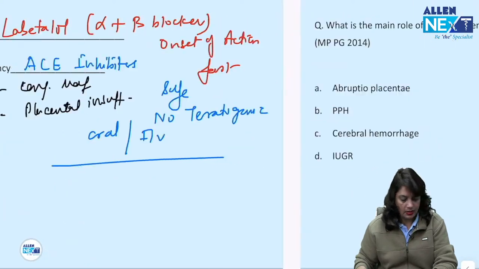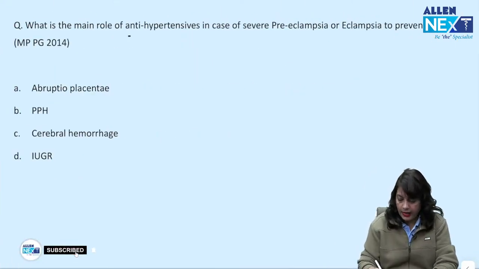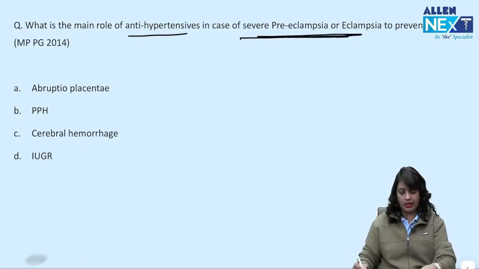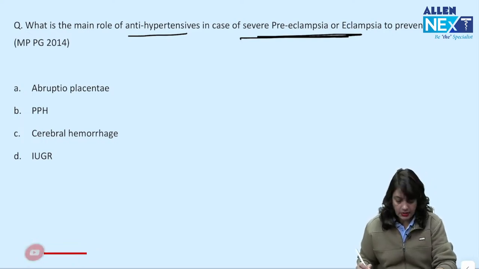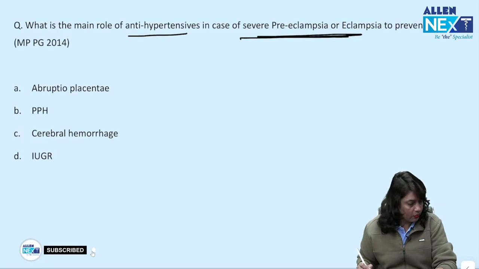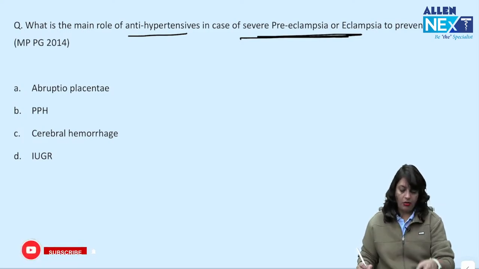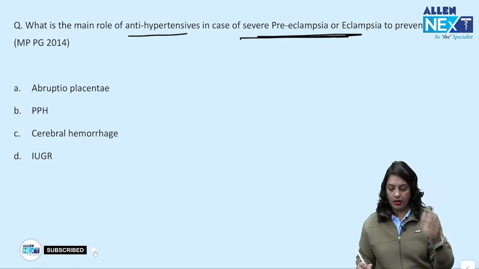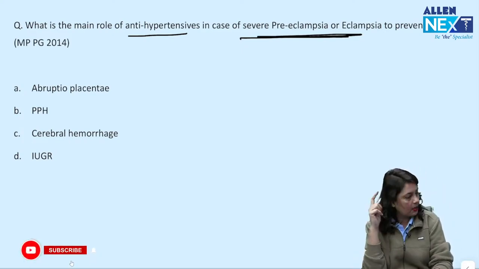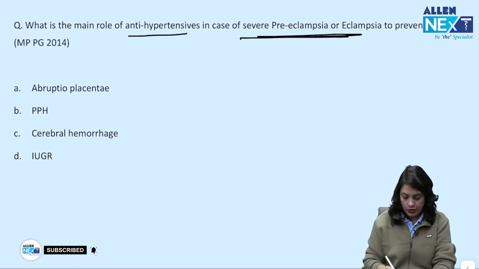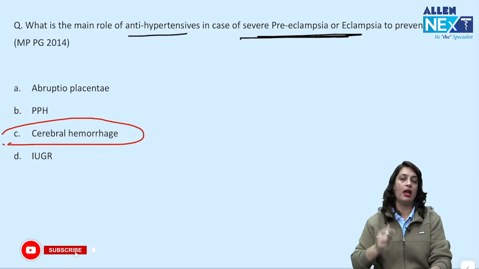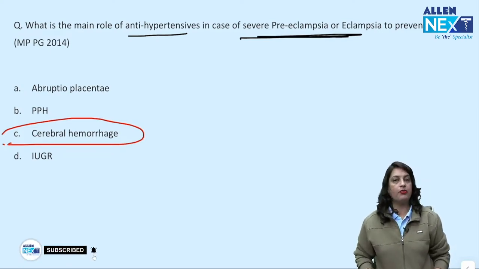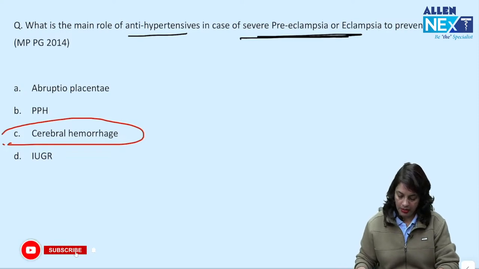Okay. Next, what is the main role of antihypertensive in severe preeclampsia or eclampsia patient? Is to prevent abruptio placentae, postpartum hemorrhage, cerebral hemorrhage, or IUGR. What's your answer? Which is the main role of antihypertensive given in preeclampsia or eclampsia patient? Answer is to prevent cerebral hemorrhage. This is the most important role of giving antihypertensive in cases of severe preeclampsia or eclampsia patient.